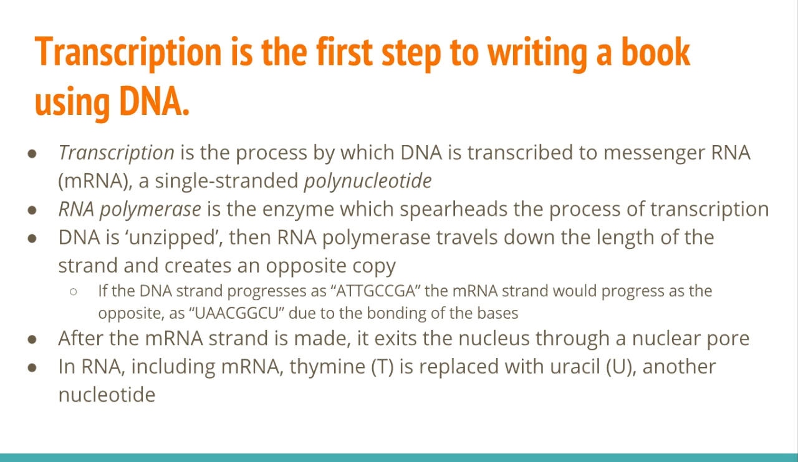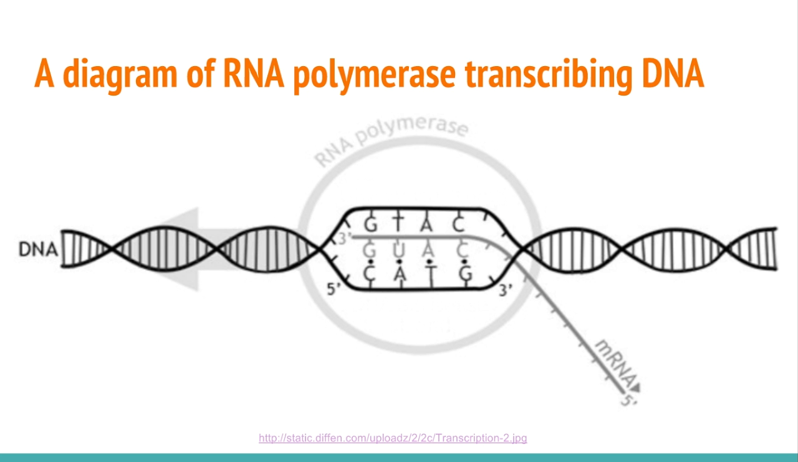So here is a diagram. You can see RNA polymerase is represented by the gray circle. It's moving towards the 5' end of the DNA strand, and the mRNA is being transcribed beginning at 5' and going to the 3' end. And you can see here the adding of the opposite bases. So the DNA strand is CATG and the mRNA strand is GUAC. So that is the opposite, the complementary strands, the complementary nucleotides being added.